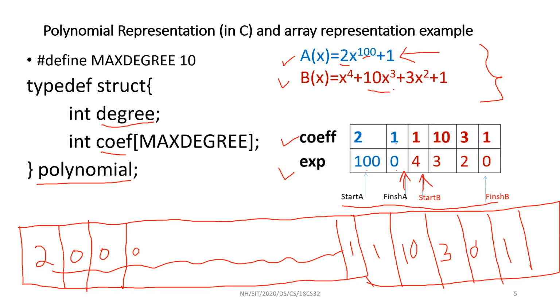Yes. What is the exponent? 3. What is the coefficient? 10. Do you have any more terms? Yes, repeat. 3 is coefficient, 2 is exponent. Do you have any more terms? Yes. 1, 0. Do you have any more terms? No. You point that with the finish pointer.